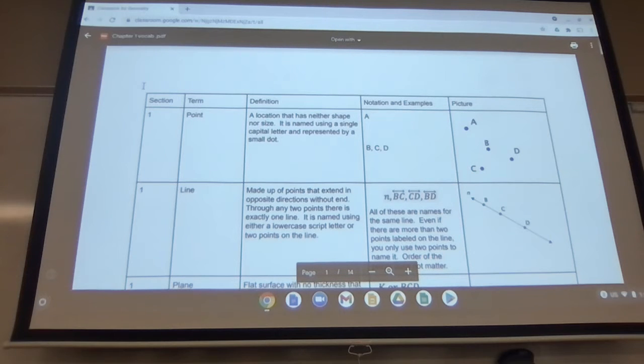Now, when we're in geometry, the definition is important, and then a lot of times there's a symbol that will go with the definition. So you also need to know that. And we put it all for you into this little document right here.